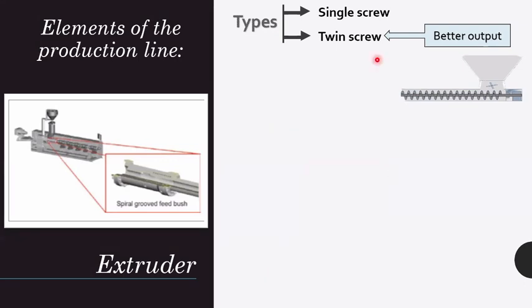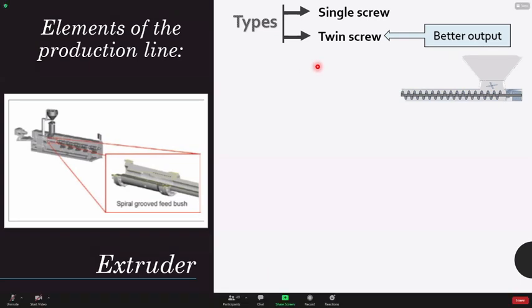Okay, so I'm Sirajul Munir, roll 34. I'm going to talk about the elements of the pipe production line. The first one among these is the extruder. It can consist of a single screw or a twin screw.